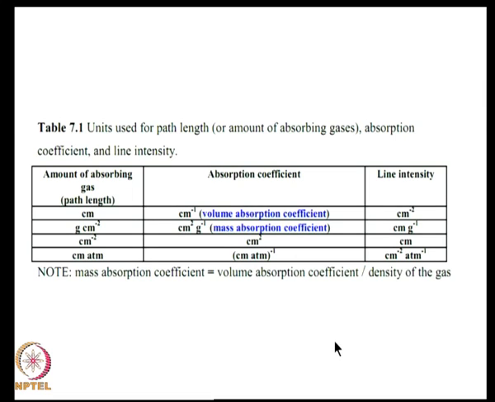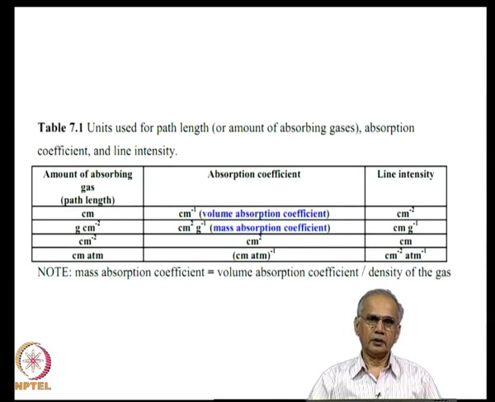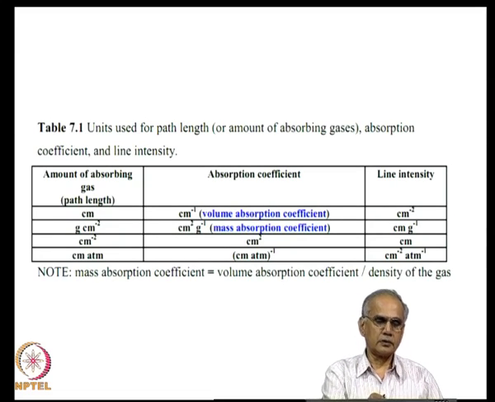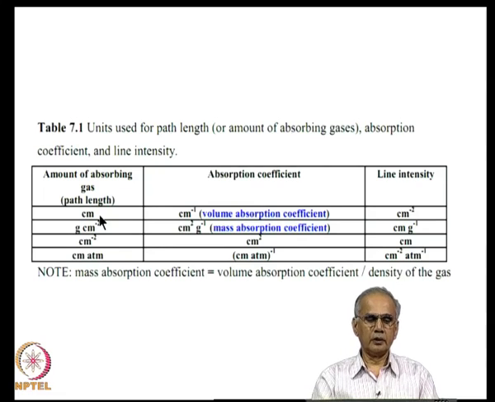Now, let us look at a few important nomenclature that we used in this subject. The amount of absorbing gas can be expressed in many ways. You can express in terms of grams per centimeter squared the amount of the absorbing gas available in a column, that is nothing but density multiplied by the length scale. So, that is a fairly common method.